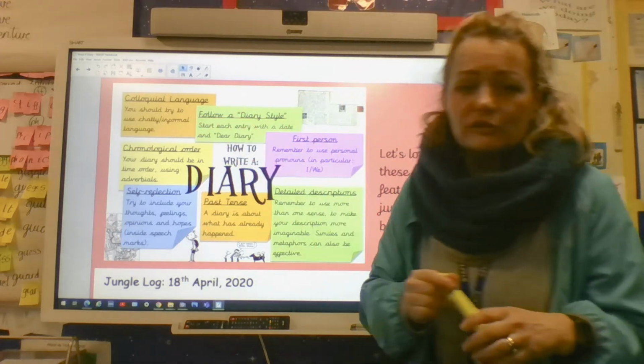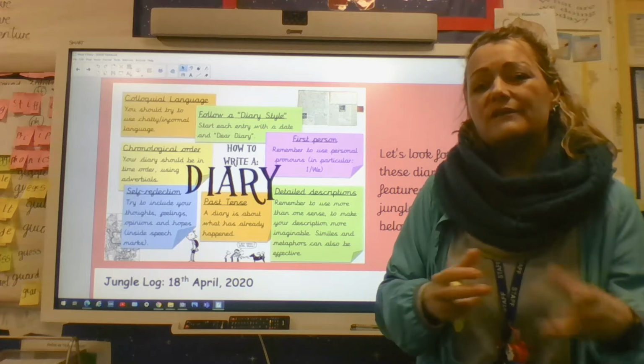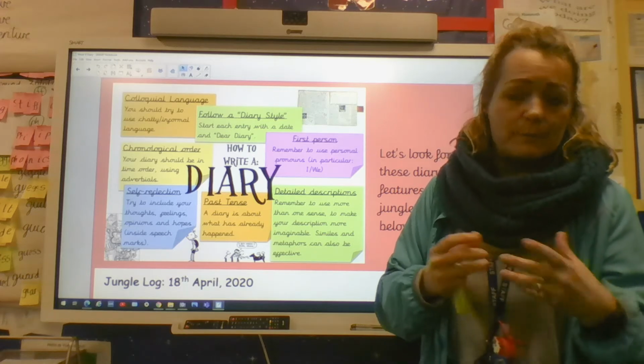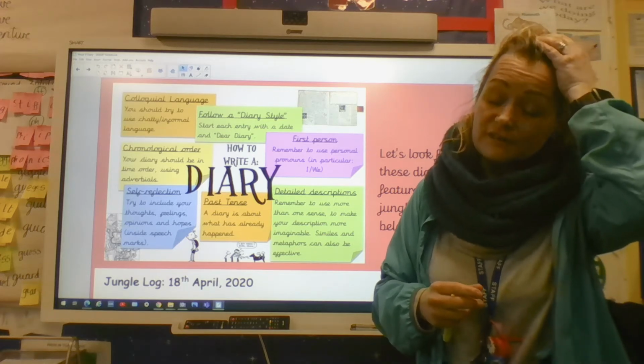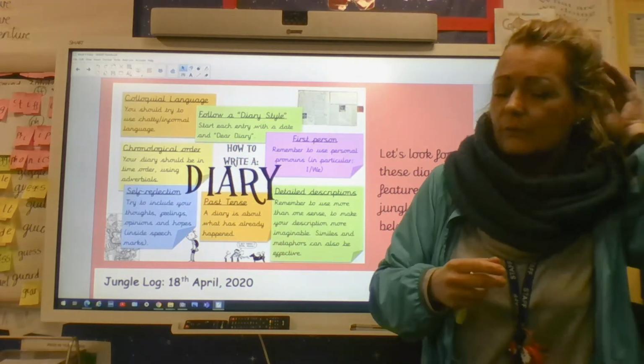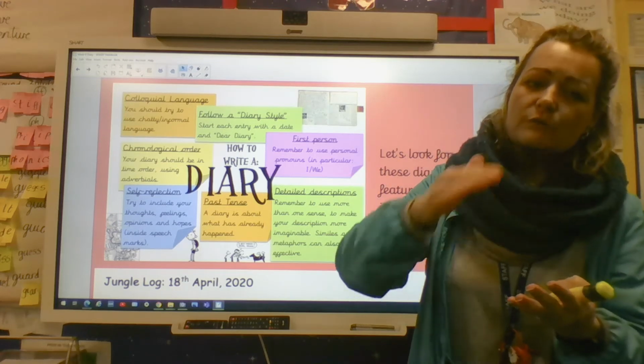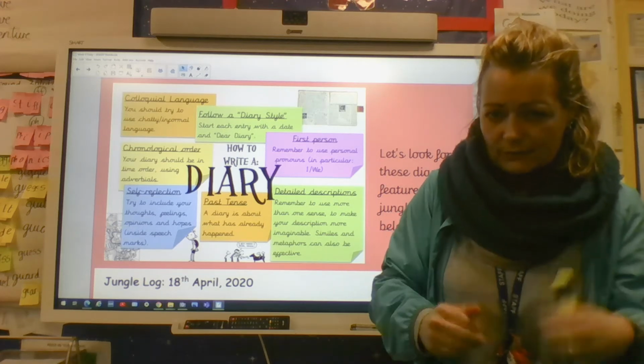Colloquial language, that just means that we don't need to worry about formal language. It's almost as if we are chatting to ourselves when we write in a diary. So it can be quite informal and chatty. Chronological order, you will start with the things you did first thing in the morning, for example, and you will go through the order of events. So you're almost retelling what you did that day.